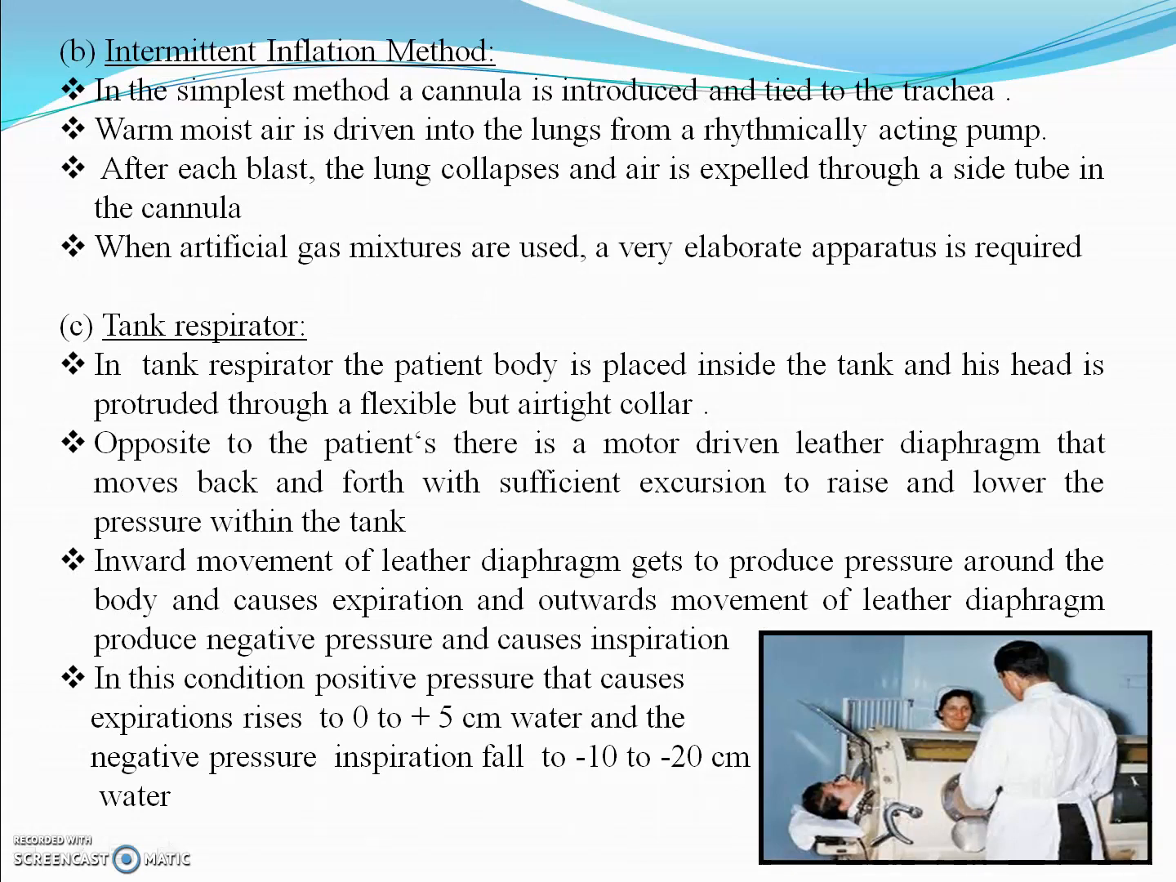Next is the intermittent insufflation method. It is a simple method. A cannula is introduced and tied to the trachea. Warm moist air is driven into the lungs from a rhythmically acting pump. After each blast, the lungs collapse and air is expelled through a side tube in the cannula. When artificial gas mixtures are used, a very elaborate apparatus is required.